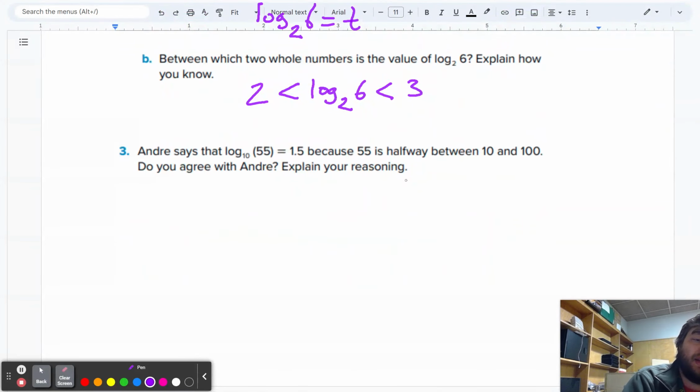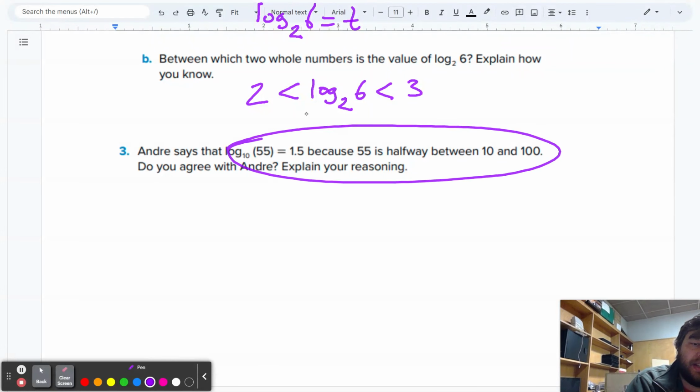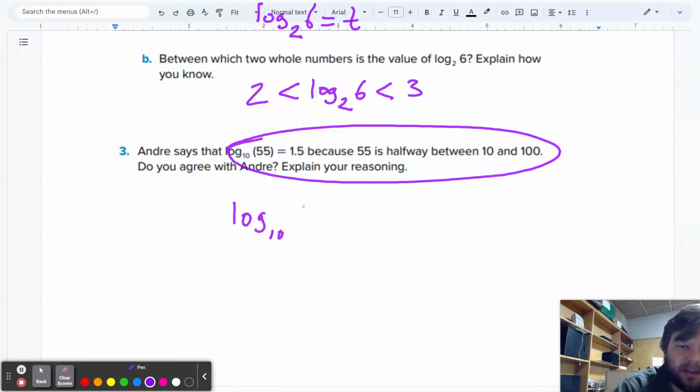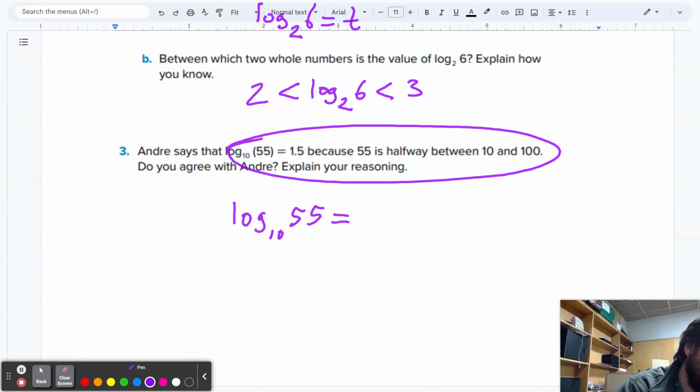All right. Last but not least, Andre says this. Andre is not right, although he's not that wrong. But if you think about the half-life example, you can't think about it linearly. It's not that it's halfway in between on a straight line. It has to curve along with it. Log base 10 of 55, if you type it into your calculator, turns out to be about 1.74. So he's not right because he's thinking of it like a straight line.